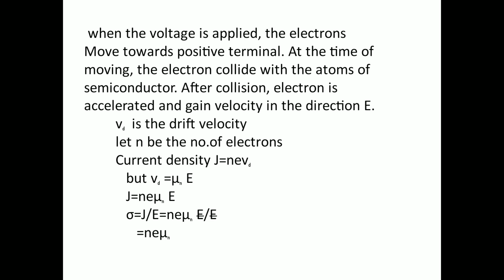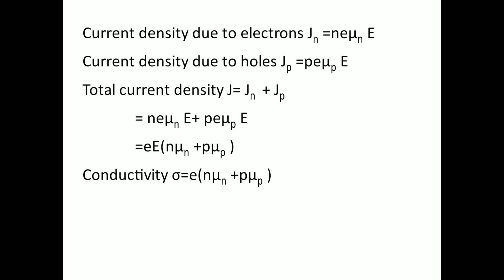Then conductivity sigma is equal to J by E, which is n e mu E by E. E gets cancelled, so conductivity sigma is equal to n e mu n. Current density due to electrons Jn is equal to n e mu n E. In the same way, current density due to holes Jp is equal to p e mu p E. Here p is the number of holes and mu p is the mobility of holes.